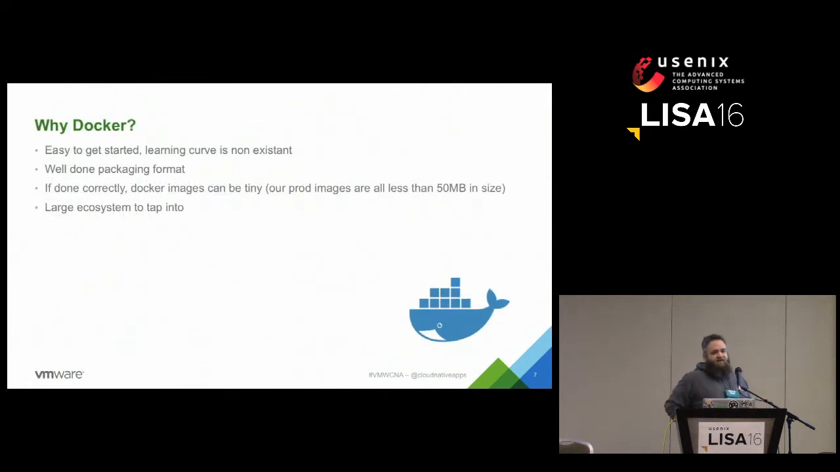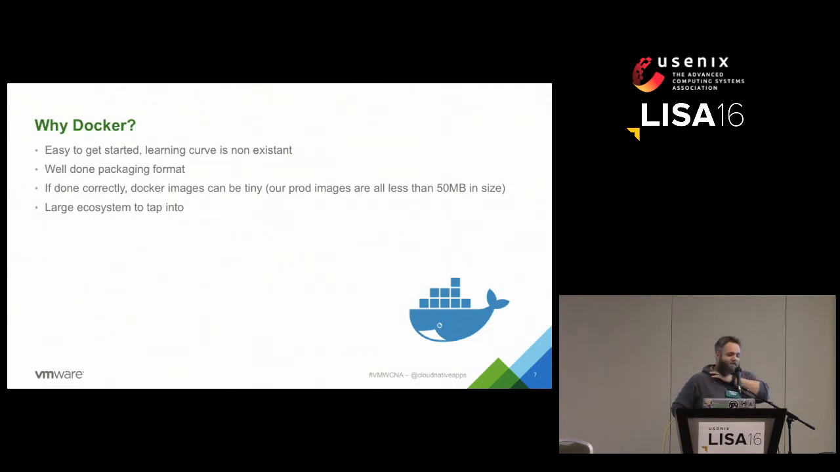So why Docker? Docker is obviously a choice for many people right now. Again, it's so easy to get started. The learning curve is practically non-existent. There's a well-done packaging format, which is the one they're using. And if done correctly, Docker images can be very tiny. That's what we try to do. So our prod images, all of them, are smaller than 50 megs in size. That's also a feature of Go, because Go builds static binaries that are usually huge, but can be packed very efficiently. I'm going to show you how we do that.